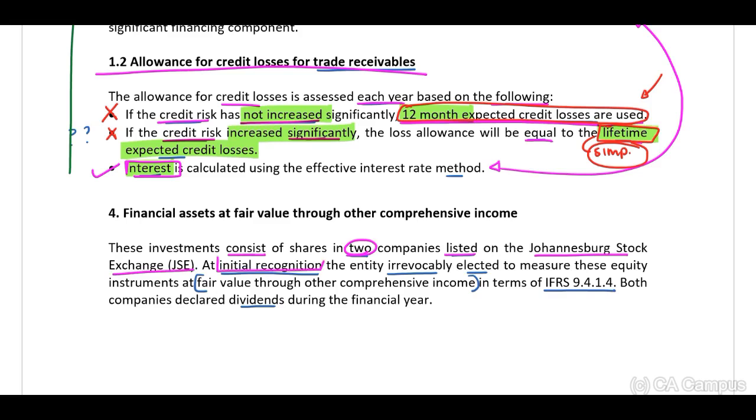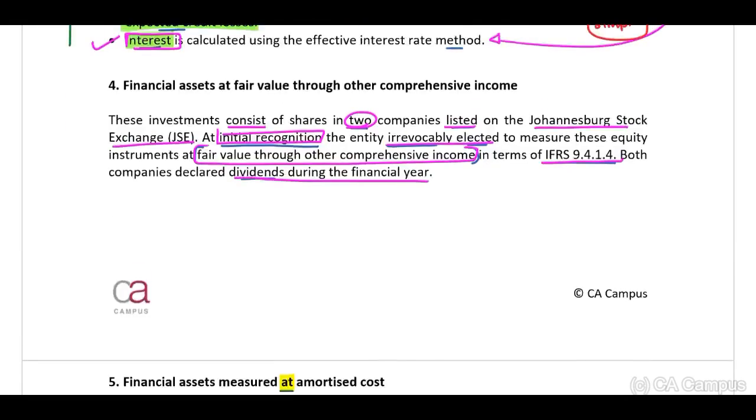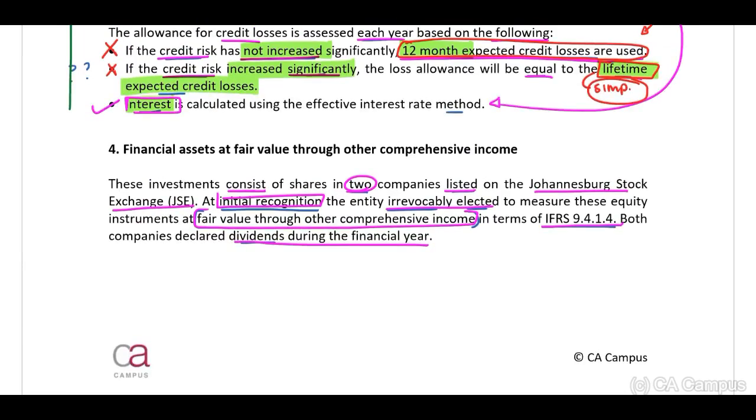At initial recognition, the entity irrecoverably elected to measure these equity instruments at fair value through OCI in terms of IFRS 9.4.1.4. Both companies declared dividends during the financial year. Okay, great. So we now need to talk about this, but what do we actually say, guys? We need to focus on IFRS 7 and IFRS 9. And let's be honest, you don't know because we didn't study this.